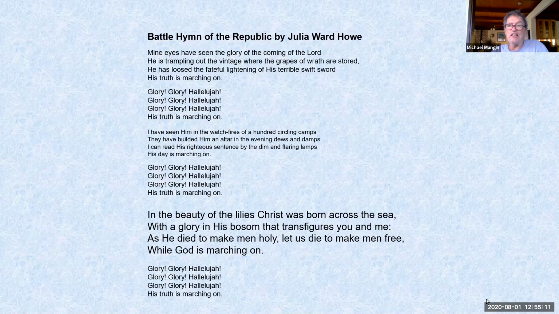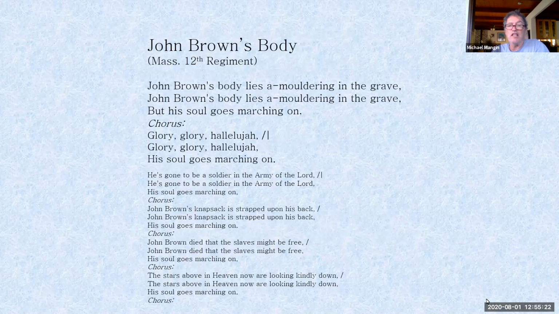So that's a great lyric written by her. But the song was already well known. It was already a hit. It was already known as John Brown's Body, his soul that goes marching on. Glory, glory, hallelujah. John Brown, his soul, his spirit, it continues into the present.